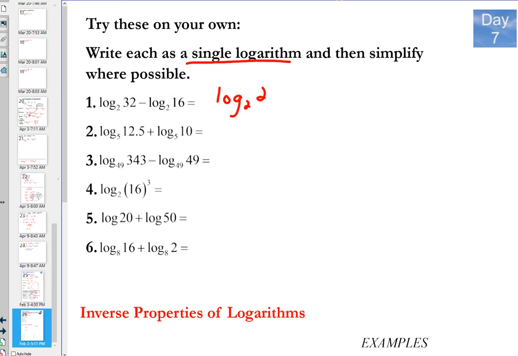There won't be many of those on the assessment, but just be careful. And then once the log matches the base, that just gives you 1. Okay, we can do the second one.